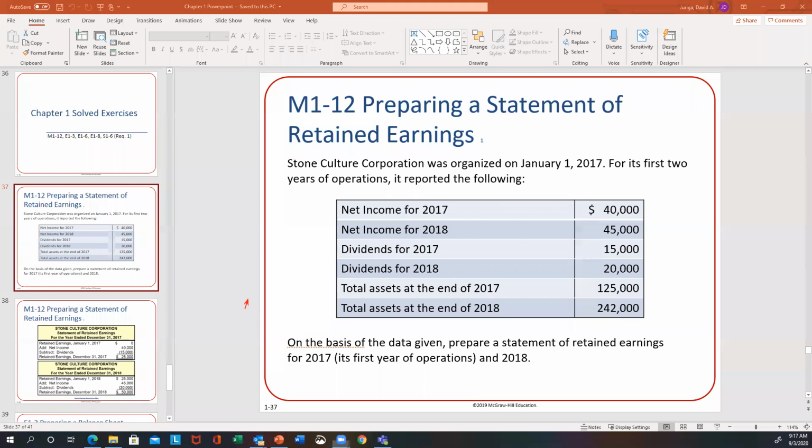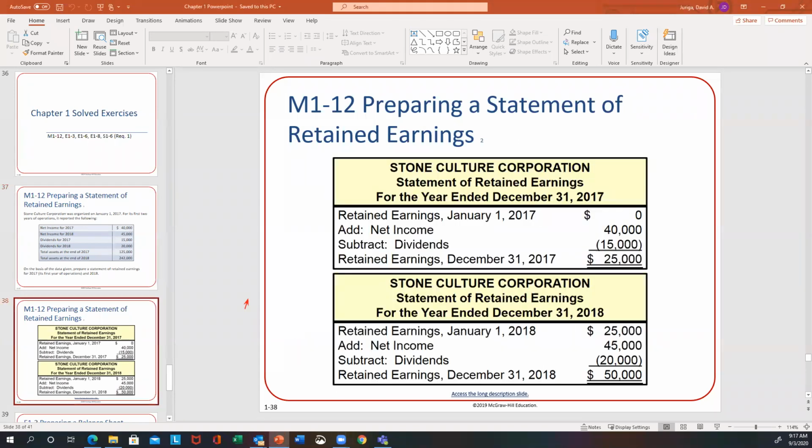So again, in the next slide, they'll show you, as you see, that for 2017, notice you had zero, you added income, you pay your dividends, that's your ending retained earnings for 2017. And then this balance will transfer to the beginning of 2018, add net income, subtract the 2018 dividends, and then that would be the retained earnings for the second year. That's all you have to do. It's pretty simple.